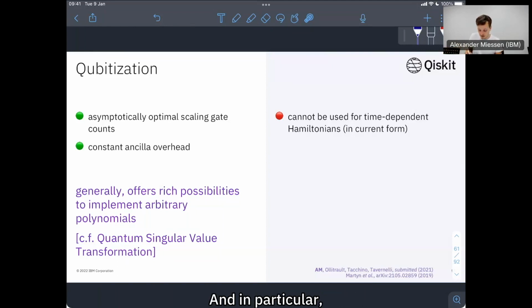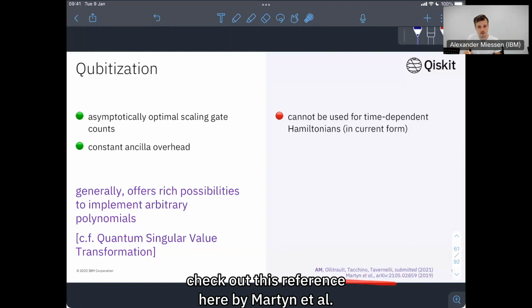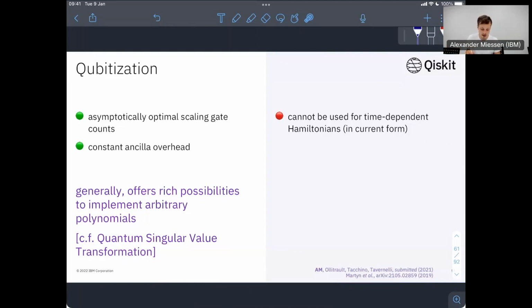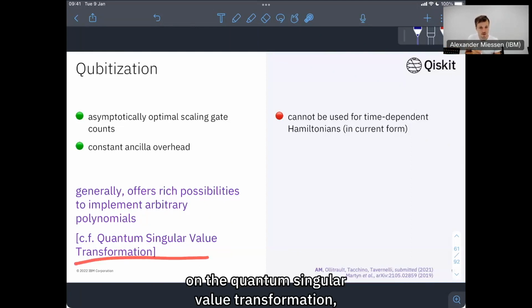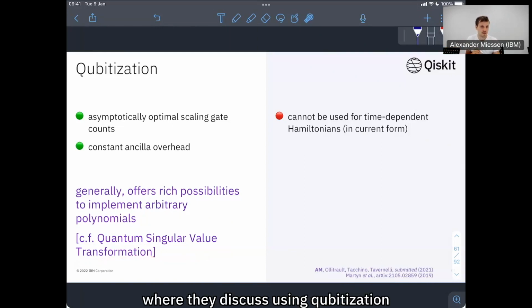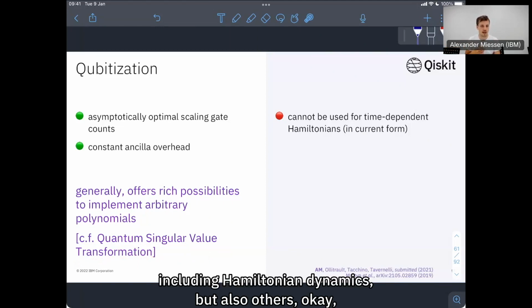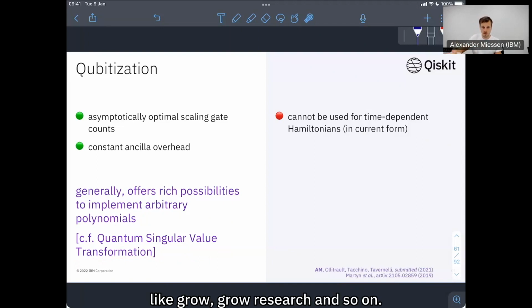And in particular, check out this reference here by Martin et al. on the quantum singular value transformation, where they discuss using qubitization and quantum signal processing to implement different algorithms, including Hamiltonian dynamics, but also others, okay? Like Grover's search and so on.